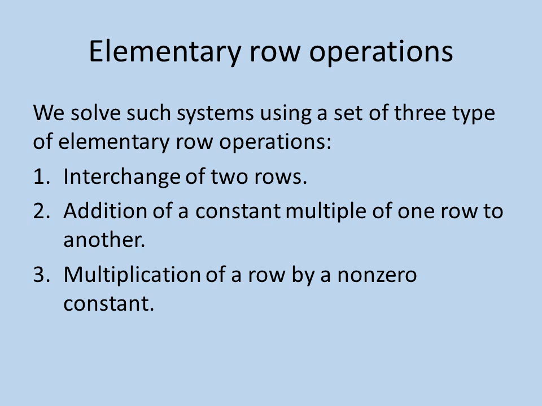To solve systems of linear equations, we're going to perform elementary row operations on our augmented matrix. Elementary row operations are defined as three possible things. So there's three things we can do and have a valid elementary row operation. We can interchange two rows. The second thing is we could have the addition of a constant multiple of one row to another row. And the third thing that we can do is multiplication of a row by a non-zero constant. So those are the only things that we're allowed to do in elementary row operations.